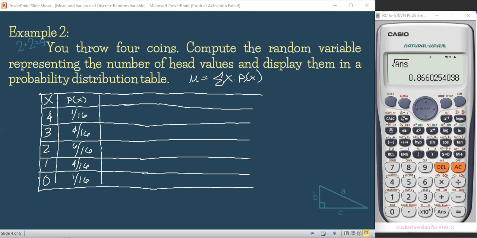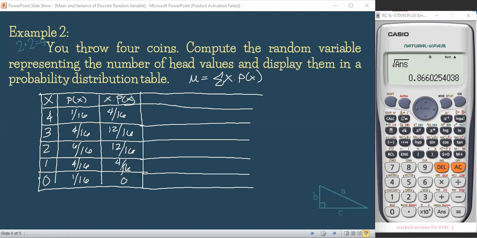So, ibig sabihin po, para ma-solve natin si mean, i-multiply lang po natin si x kay p of x. X is the random variable. So, we have x times p of x. So 4 times 1 over 16, that is 4 over 16. So ito naman po, 4 over 16, that is also equal to 1 over 4. So 3 times 4 over 16, we have 12 over 16. 2 times 6, that is again 12 over 16. 4 times 1, that is 4 over 16. And 0 times 1 over 16, that is 0.